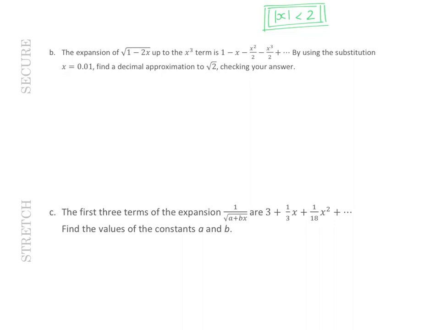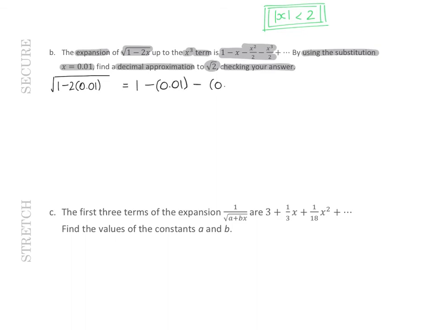Okay, B. The expansion of this up to the x cubed term is given to you here. By using the substitution x equals this, find a decimal approximation to root 2, checking your answer. Okay, so remember when we're approximating we have to sub into both sides. So on this side, 1 minus 2 of that equals 1 minus x squared over 2 minus x cubed over 2.